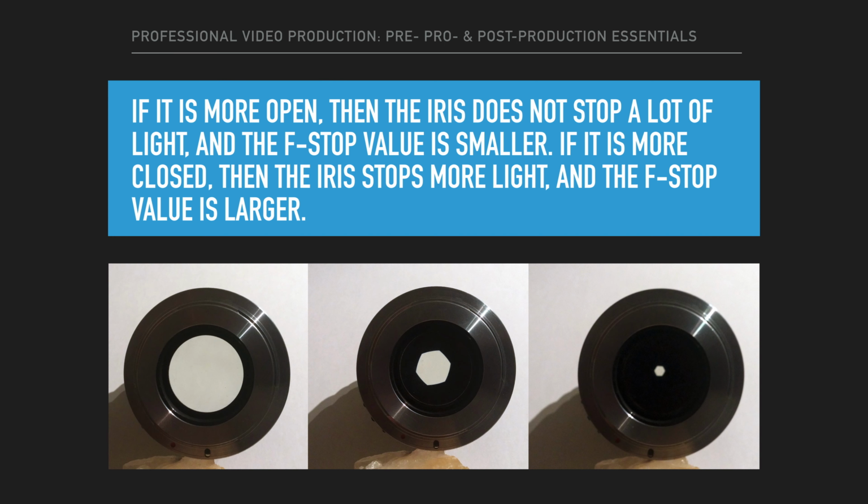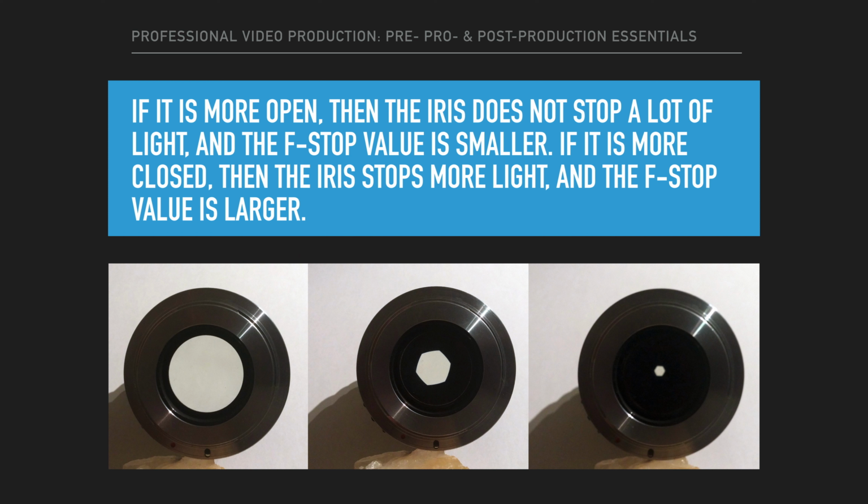The opening at the back of the lens has a variable size. If it is more open, then the iris does not stop a lot of light and the f-stop value is smaller. If it is more closed, then the iris stops more light and the f-stop value is larger. On the picture, we can see that the iris on the right is closed down more than the iris in the middle or on the left, so therefore it stops more light.